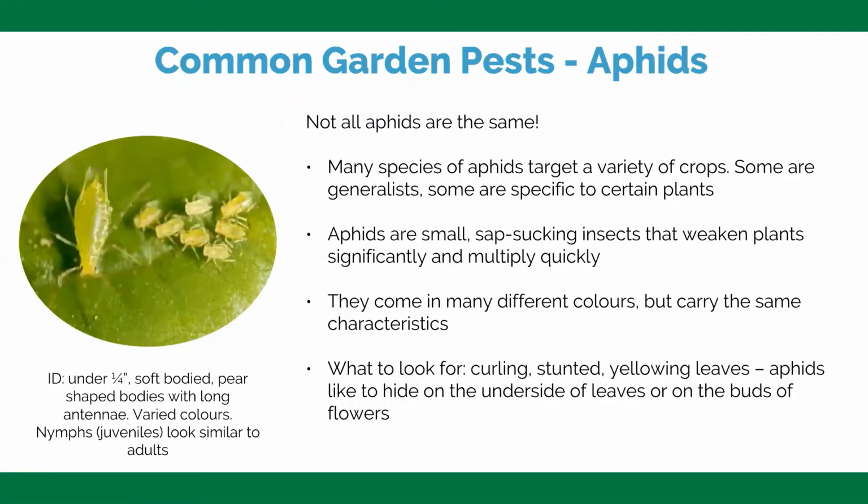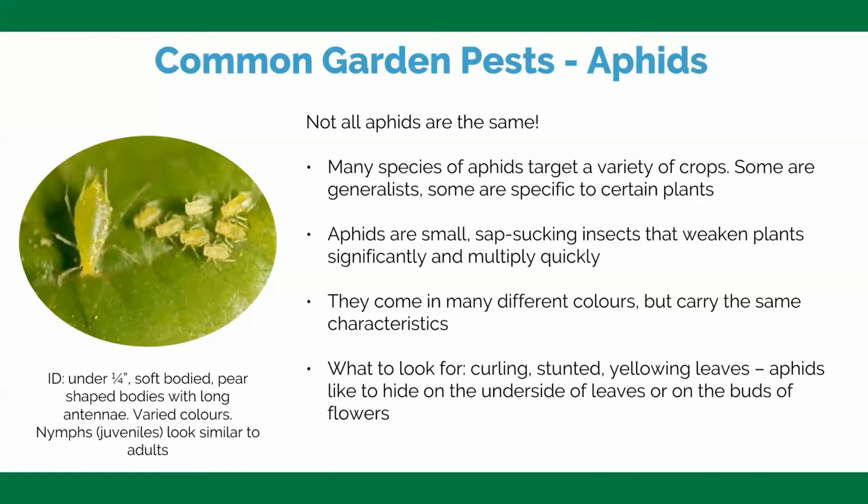So in that video, you got a pretty good look at what a fairly heavy infestation of aphids looks like on a kale leaf. But it is important to note that not all aphids are the same. You have a whole bunch of different species of aphids that target a huge variety of crops. Some are generalists, meaning that they'll go after a lot of different types of crops, but some are specific to certain plants. Aphids are small, sap-sucking insects, and they weaken your plant significantly. One of the key things here is that they multiply very, very quickly. They can have multiple bursts or multiple generations inside a single season, and they come in many different colors, but they really carry the same characteristics.